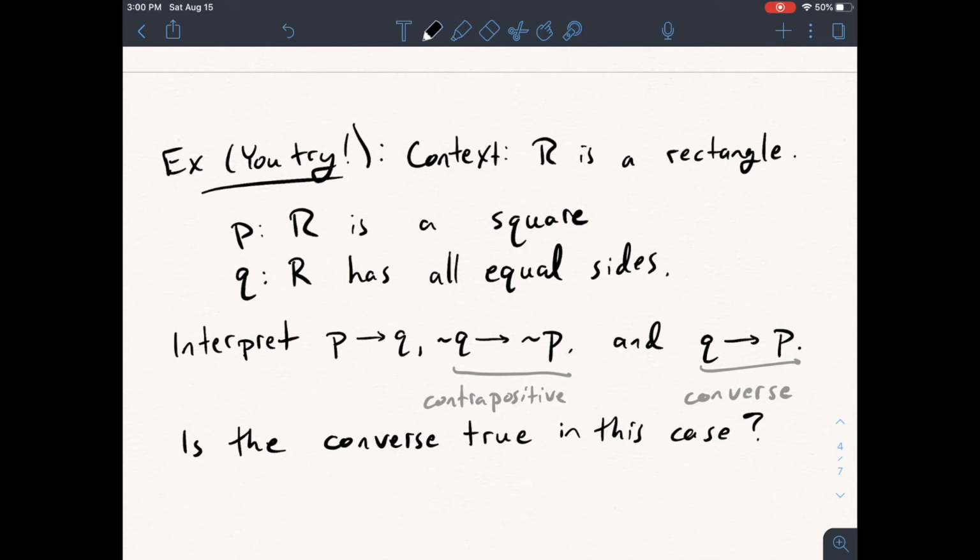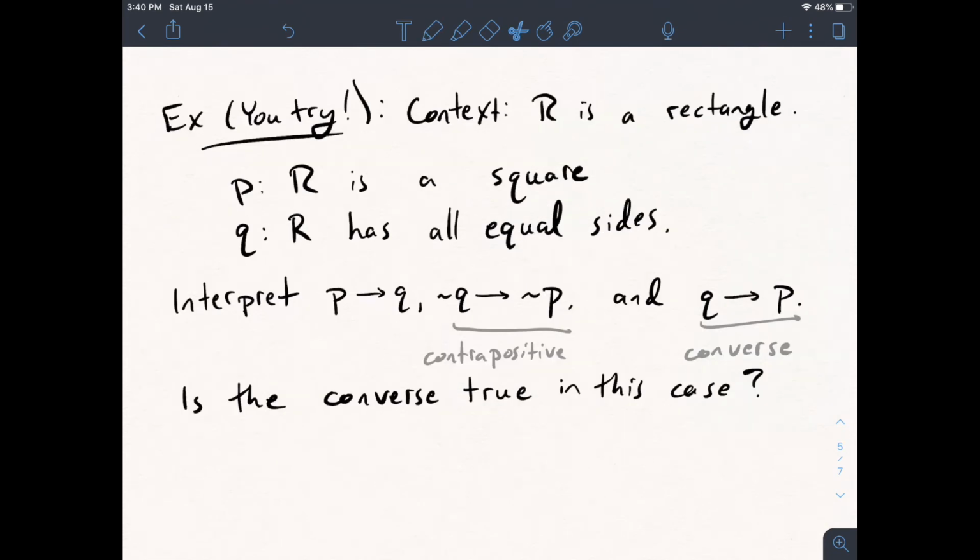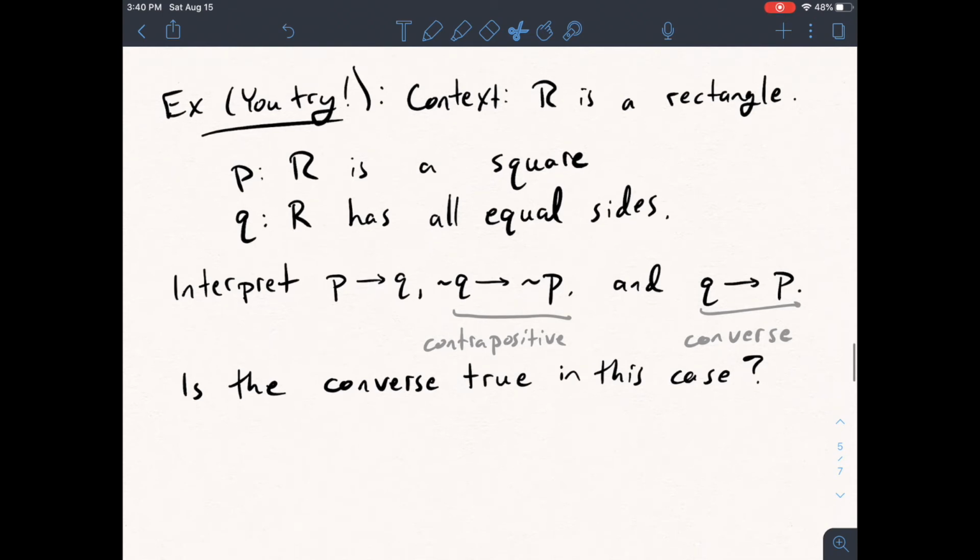So please pause the video, give this example a shot, and then unpause, and see if you get the same things as me. All right, I'll give you a couple more seconds to pause, and then we will go over. All right, so I'm going to assume that you've had enough time to try this problem. So anyway, let's give it a shot together.